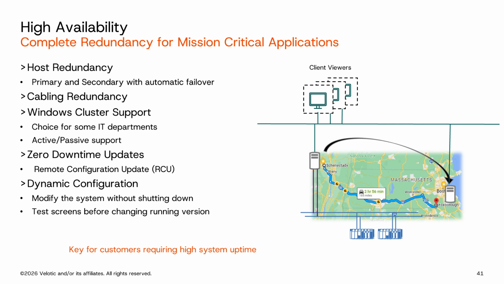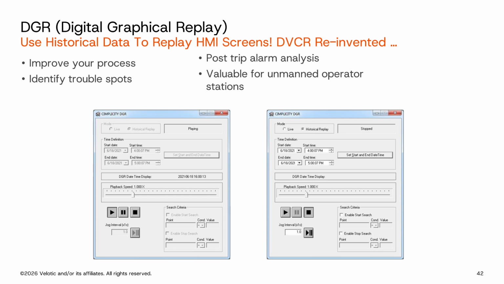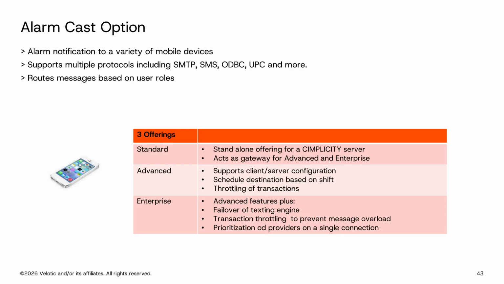Finally, I'll highlight just a few other capabilities that you can add on to a Simplicity project. One that goes along with our historical logging, both SQL and Historian, is the ability to digitally replay or graphically replay the historical data through the HMI and our other clients like the point control panel. You can do this at real time or sped up time, allowing you to go back and re-examine historical situations to try to troubleshoot.